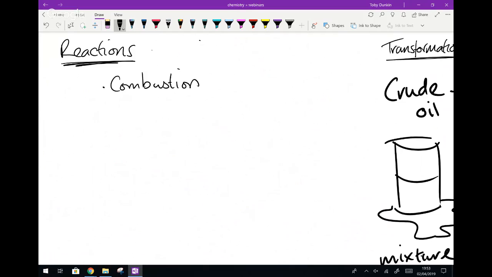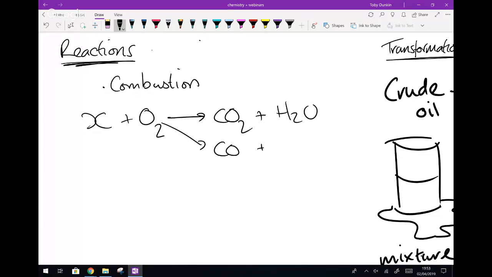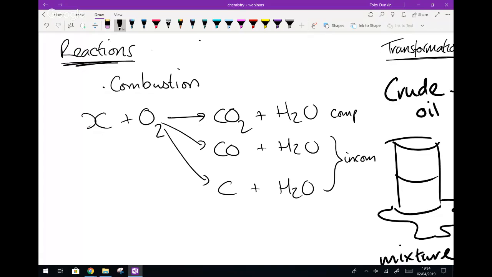Combustion. So this is X plus O2 goes to, and in combustion, CO2 and water, or carbon monoxide and water, or carbon and water. And we know that these two here are incomplete, and this is complete. And we can then specify why.